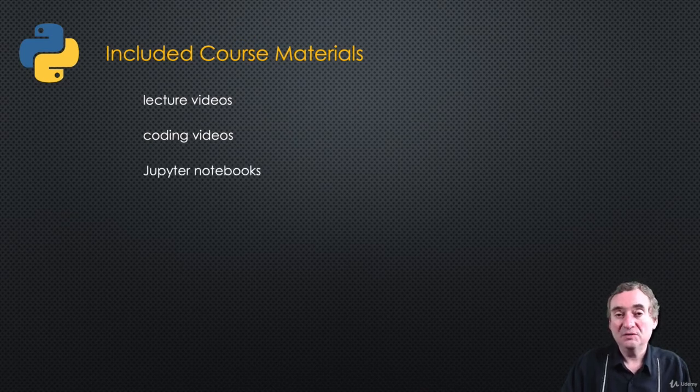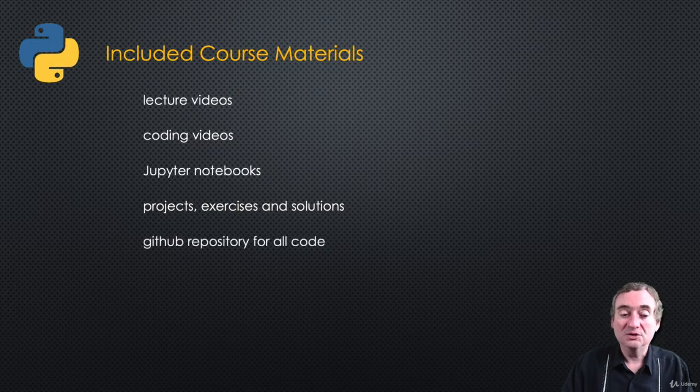Most of the code is available as Jupyter notebooks, and they're fully annotated. So not only does it cover the actual code that I'm doing in the code videos, but it also contains annotations as well. And that's why I use Jupyter notebooks, because that's really handy for that. We also have projects, exercises, and solutions that are available throughout this course.